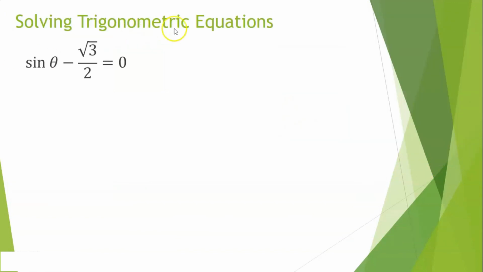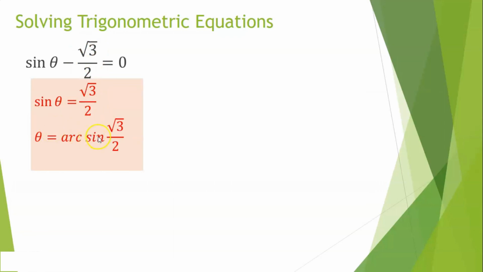Okay, now how to solve trigonometric equations. So sine theta minus square root of 3 over 2 equals 0. So simply transfer this value to the other side, and we will end up with this. So theta here is arc sine of square root of 3 over 2. So therefore your theta is 60 degrees.